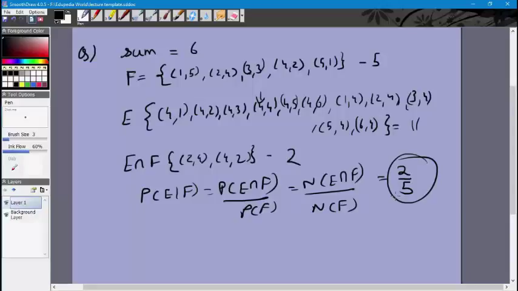In the next video, we'll discuss one more important concept based on probability, that is the concept of independent events.